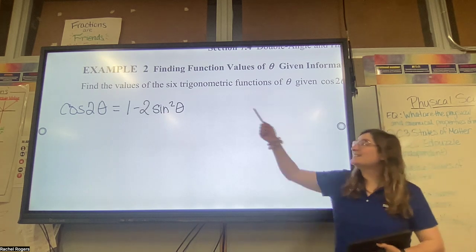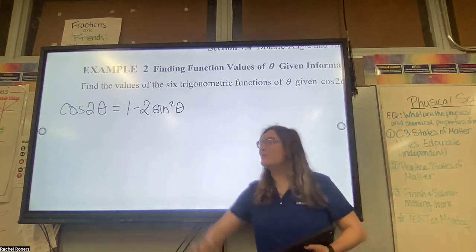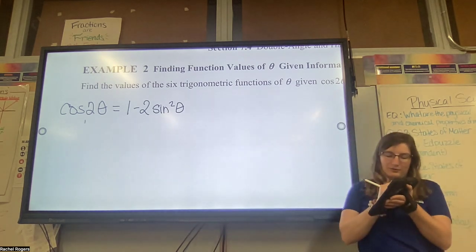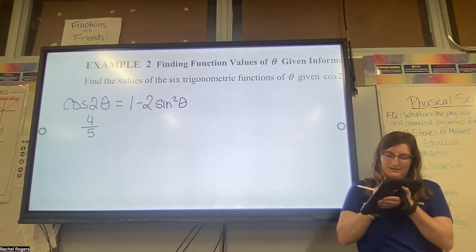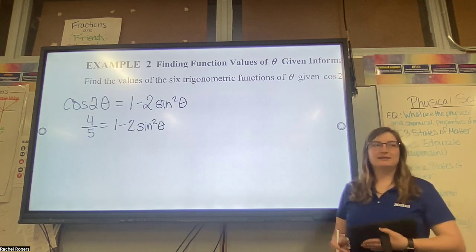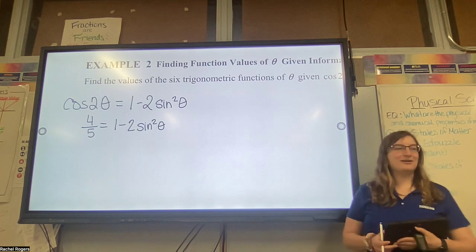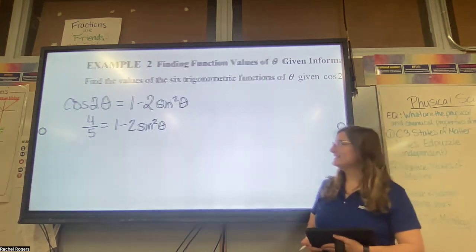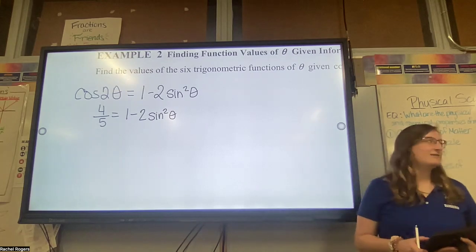So if we want to find the sine of theta, and we know cosine of 2 theta is equal to 4/5, right? This is equal to 1 minus 2 sine squared of theta. Now comes the algebra 1 skills. What's next to solve and get sine of theta?